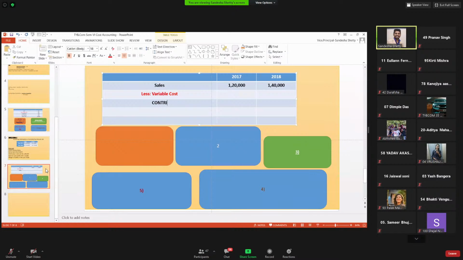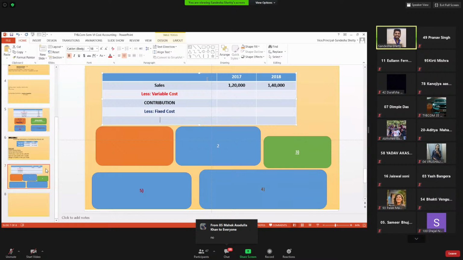Okay, so next would come contribution, but that will also not be there. Less what? Is it given? I'm asking everyone, is it given? Students, I think you are wasting time. If it is not given, just say no. If it's not given, please tell me no.